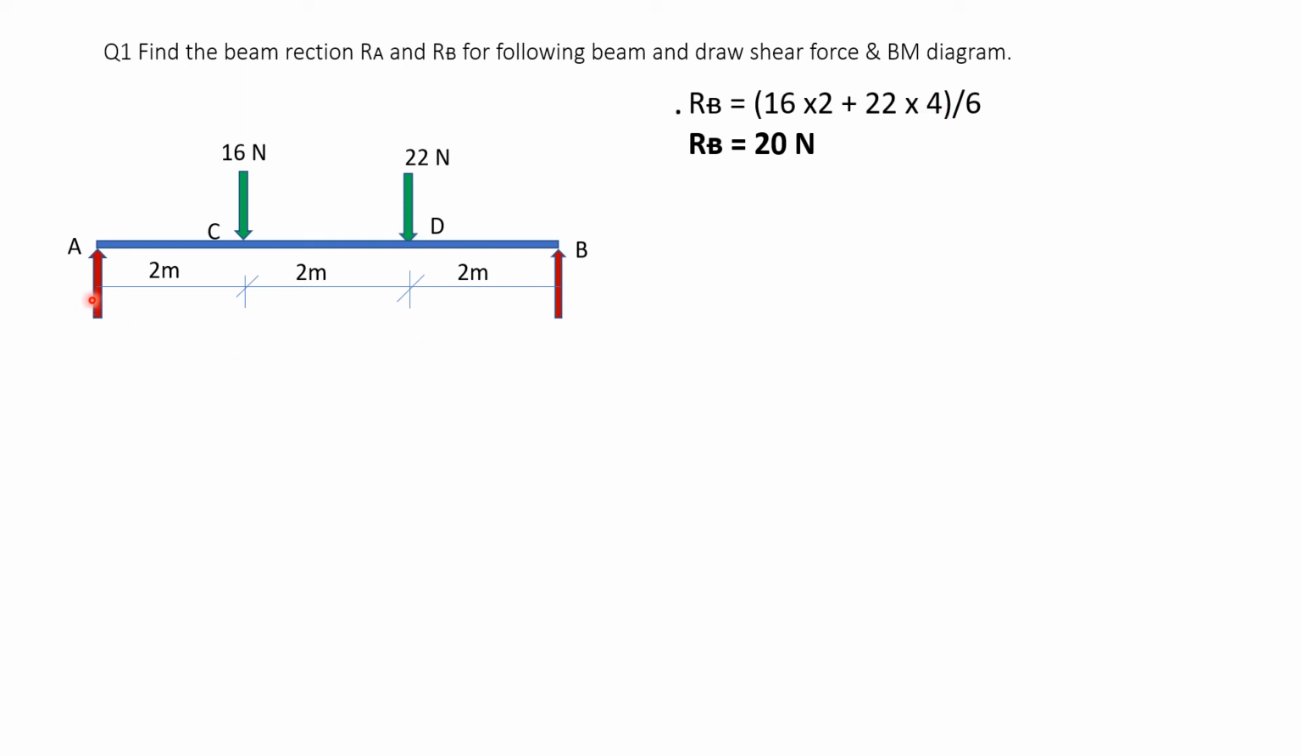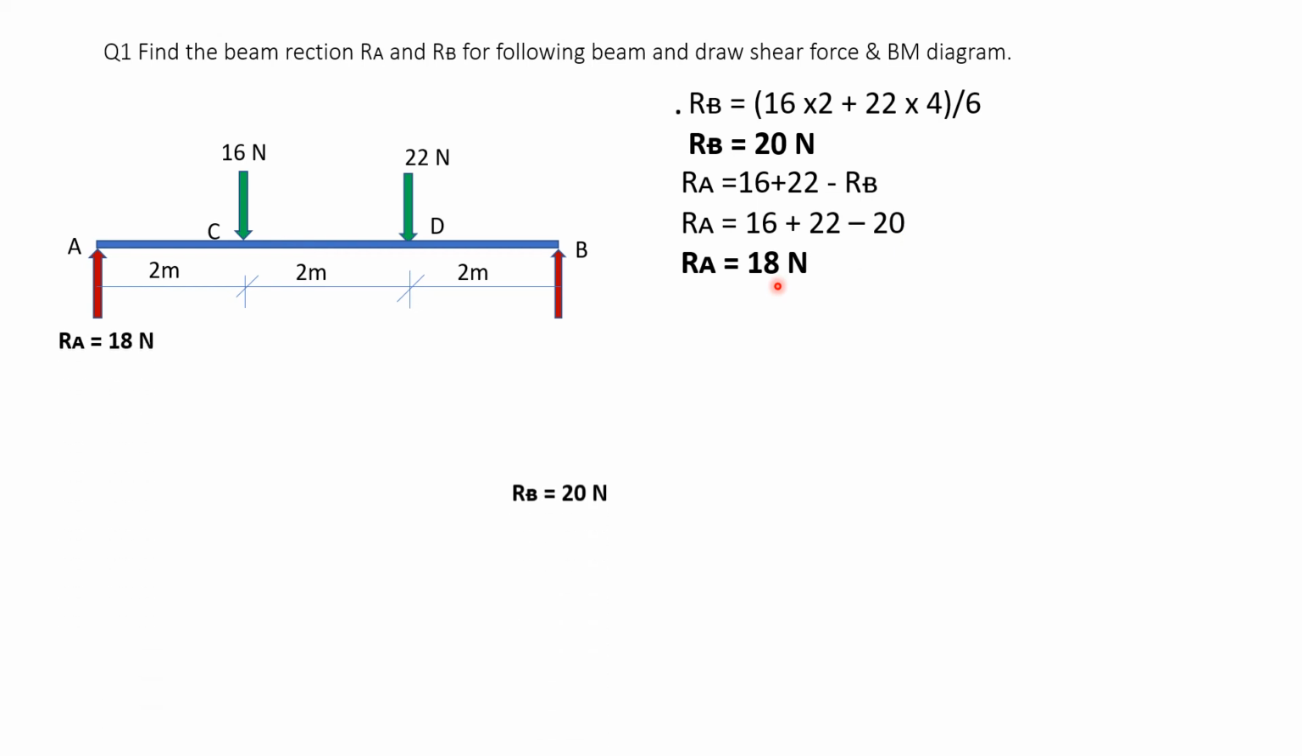Do this divided by the distance between A and B, that is 6. So bracket open, 16 into 2 plus 22 into 4, bracket close, divided by 6, you get RB equal to 20 Newton. For RA, going downward positive, 16 plus 22 going down, RB 20 going up, so 16 plus 22 minus 20 will give you RA 18. Show the reactions on the beam, RA 18 and RB 20 Newton.